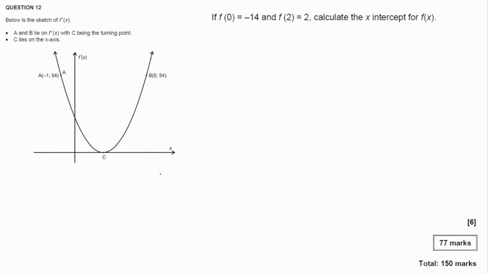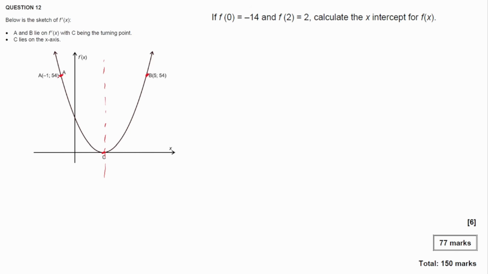Now we get to the final question. This final question is quite an interesting one, but let's tackle it as best as we can. So below is a sketch of f prime of x. So a and b lie on f prime of x. So here's a and here's b, and c is the turning point, and c is on the x-axis. So let's just take a quick notice at what we see here. What do you notice about the y values of a and b? The y values are the same. So that means we have to be symmetrical about this point over here.